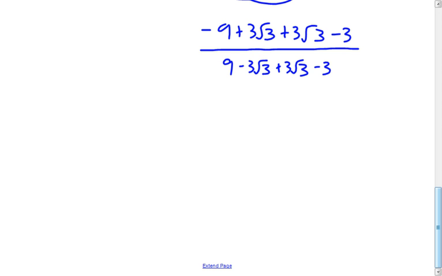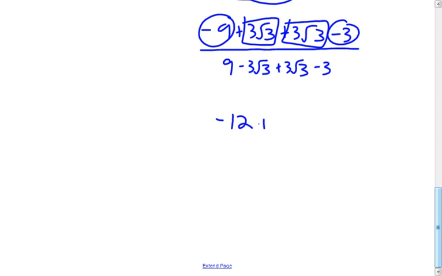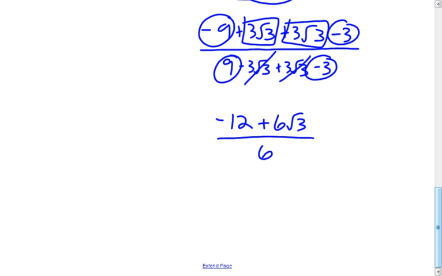Okay, on the top then, these two can be combined right here to make negative 12. And then these two can be combined. I have 3 root 3's and 3 more root 3's to make 6 root 3's. On the bottom, these are going to cancel, and you will have 9 minus 3, which is 6. Okay, and then everything is divisible by 6, so if I take negative 12 divided by 6, I have negative 2. 6 root 3 divided by 6 is just root 3, and 6 divided by 6 is just 1. So this is your grand final answer.